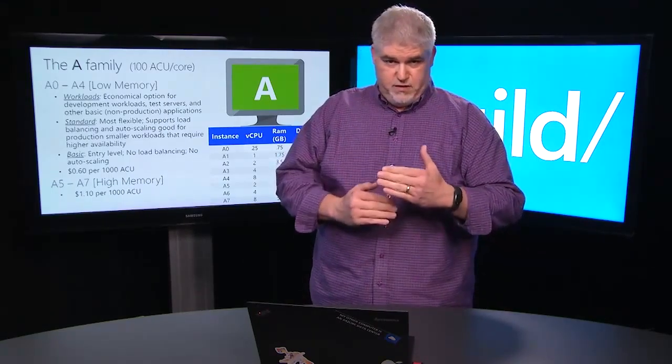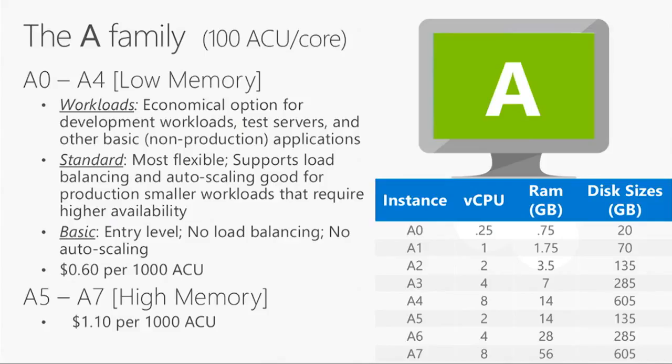And the only difference between the basic and the standard is the basic has no load balancing or auto scale functionality, where you would normally see that in the standard. In fact, all of the other VMs that we're going to talk about have that capability. This standard comes in at, as you can see there, 60 cents per 1,000 ACU, and that trend I'll keep going through the other versions so you can understand the differences in the price per 1,000 ACU, as well as the units themselves.